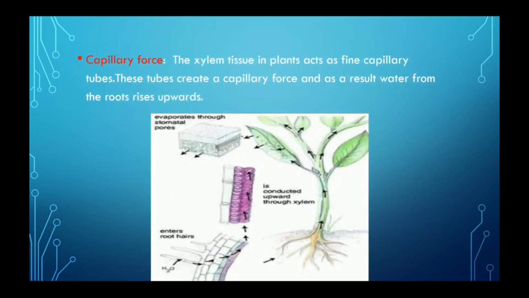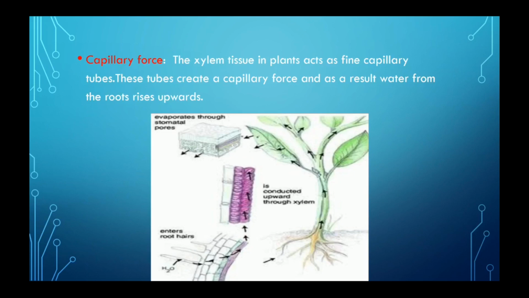Then the second concept is capillary force. According to some scientists, it is the xylem tissue, which is in contact with the roots, that makes a capillary action. Now the question is, what is capillary action? Let me tell you with an example.